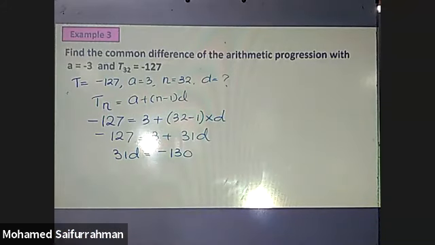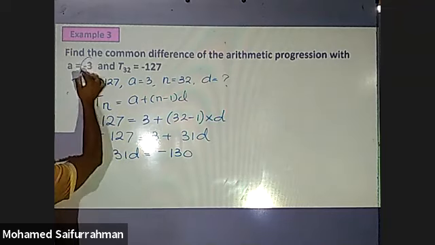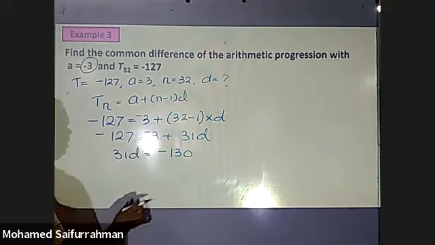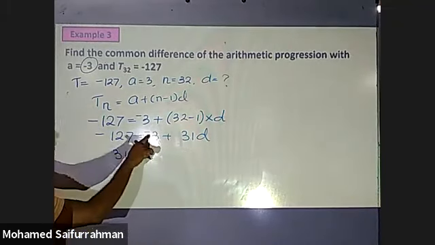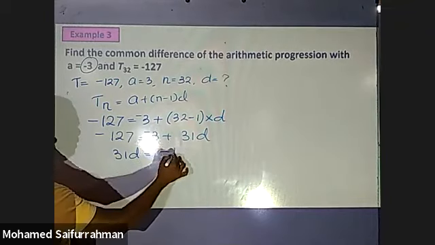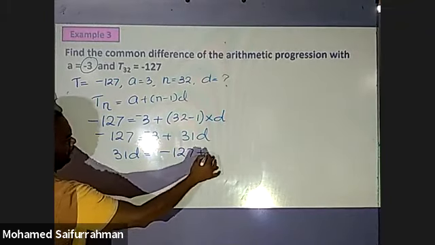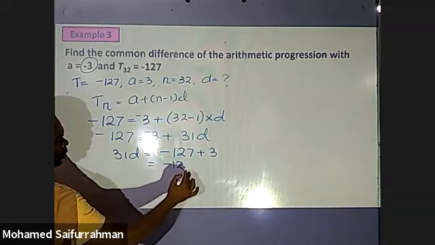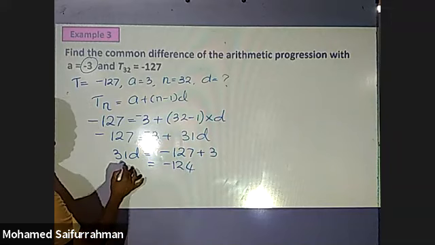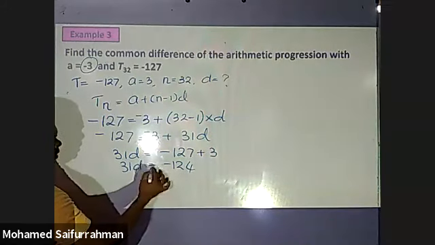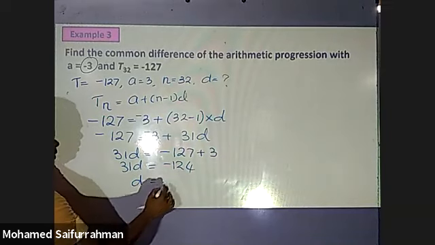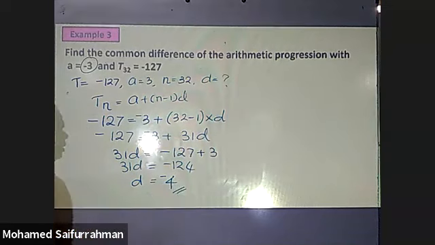Minus 130. A equals minus 3 here, sorry, A equals minus 3. When minus 3 comes here, plus 3: minus 127 plus 3, the answer is minus 124. So 31D equals minus 124, so D equals, dividing by 31, minus 4. D equals minus 4.